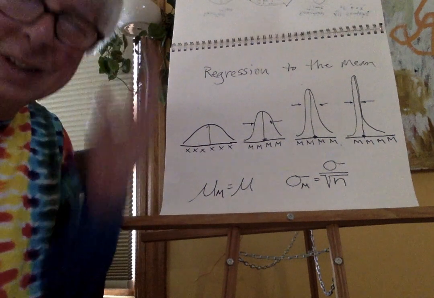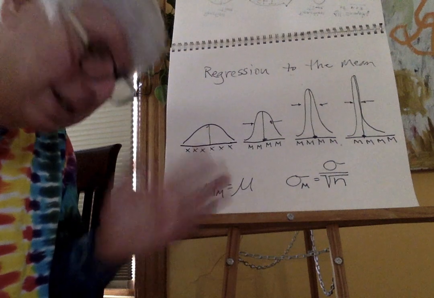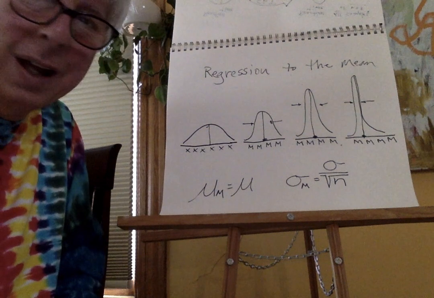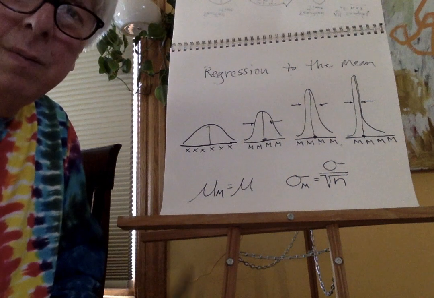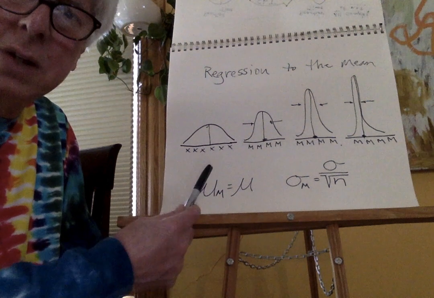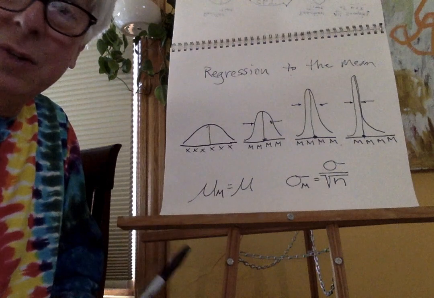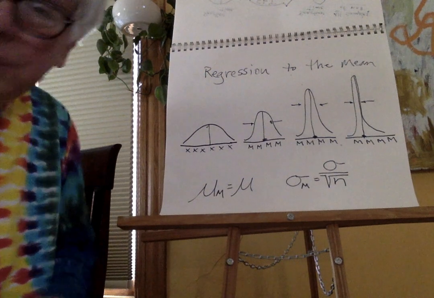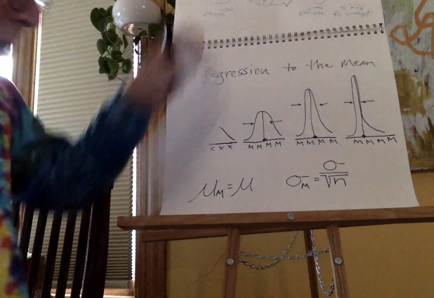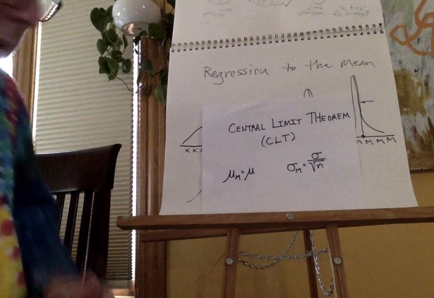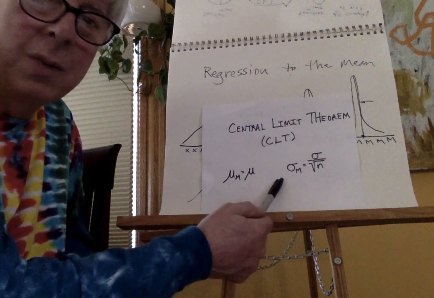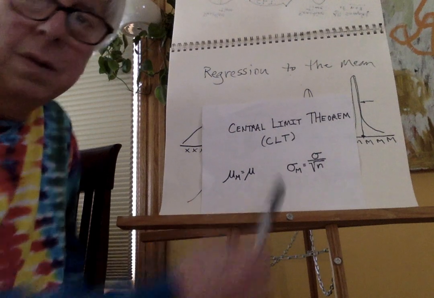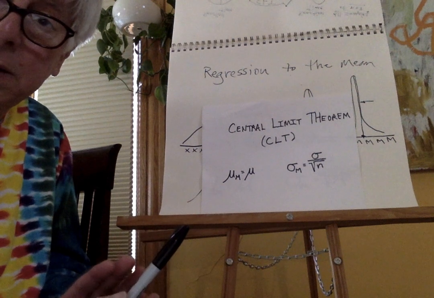Sometimes people call this the law of large numbers. I guess that's okay. The book may even talk about that. I'm not sure. Regression to the mean is much nicer. Go back to the central limit theorem. And here it is again: the larger the sample size, the smaller the variability.